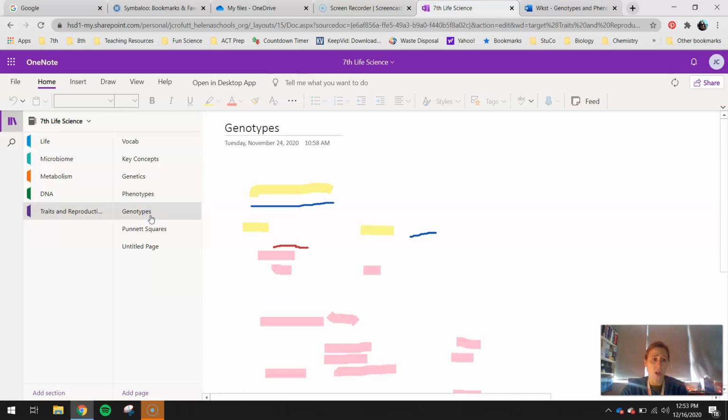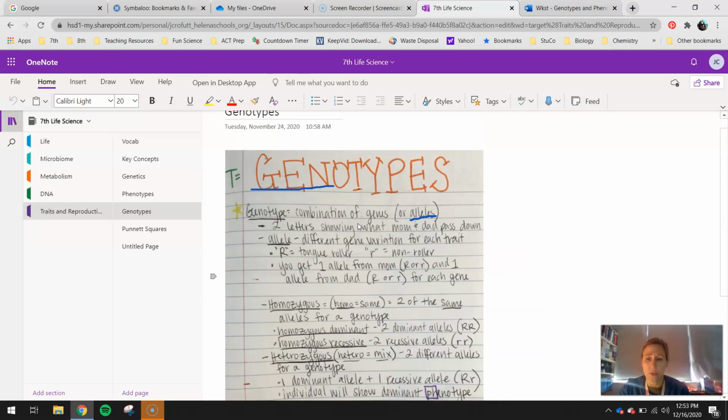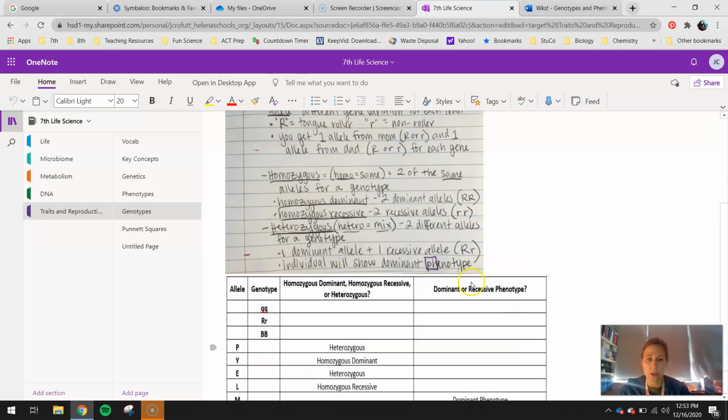So I'm just going to go ahead and start off with the genotype section of our worksheet. Your notes should have looked like this, and then you should have watched the video and filled in this table as we went along.